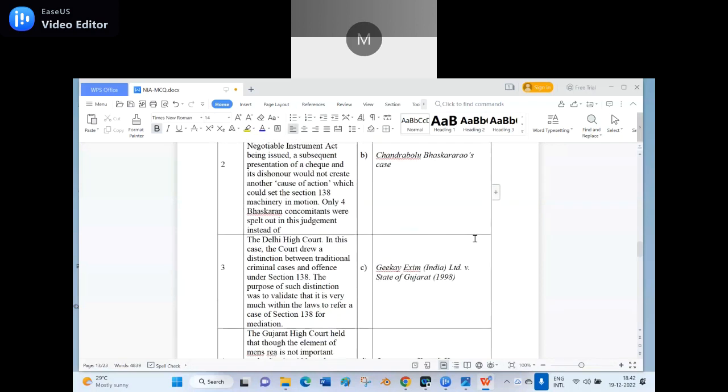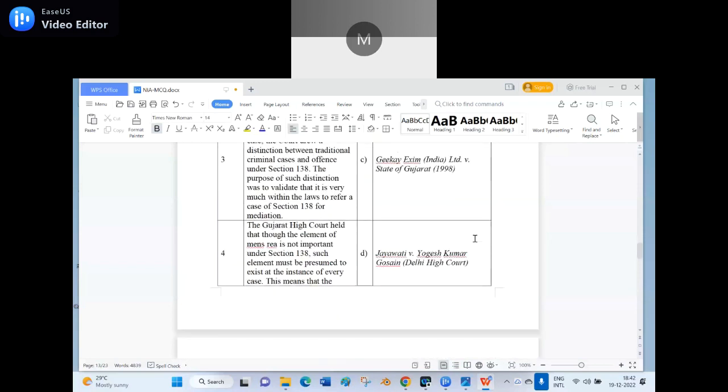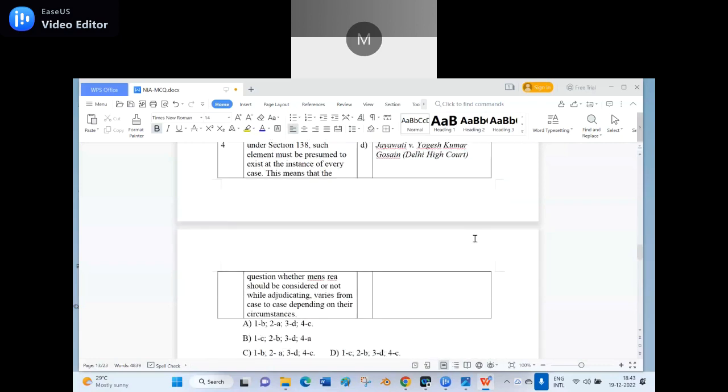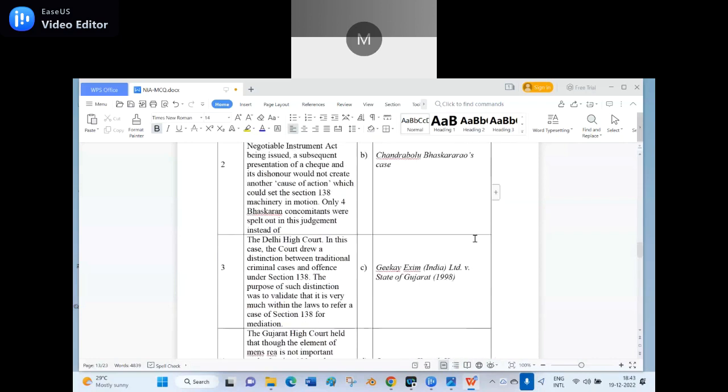Then C, the Delhi High Court, in this case the court drew a distinction between the traditional criminal cases and offences under section 138. The purpose of such a distinction was to be validated. And the fourth one is the Gujarat High Court, which held that though the element of mens rea is not important under section 138, such an element must be presumed to exist in every case. This means that whether mens rea should be considered or not while adjudicating varies from case to case depending on the circumstances.